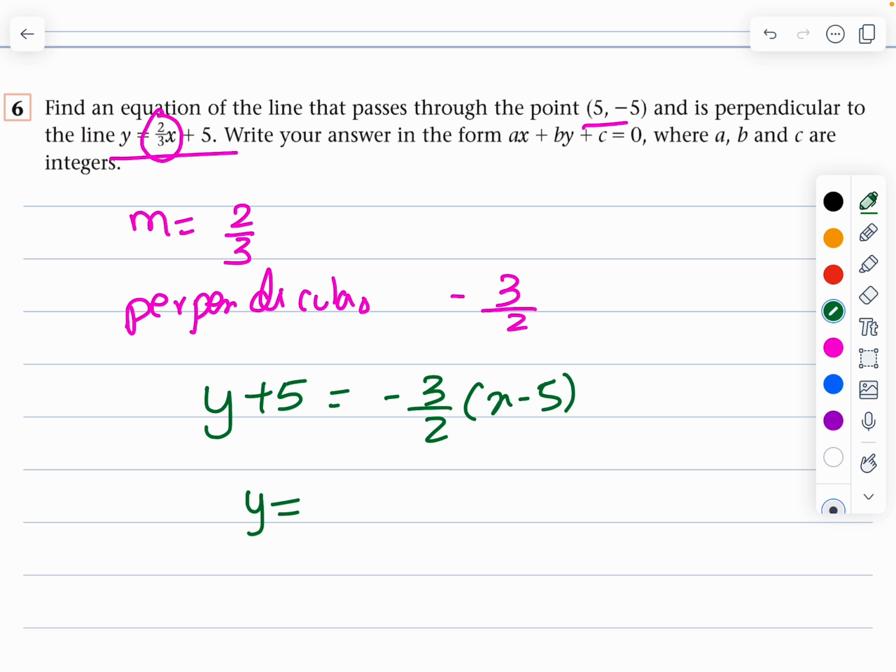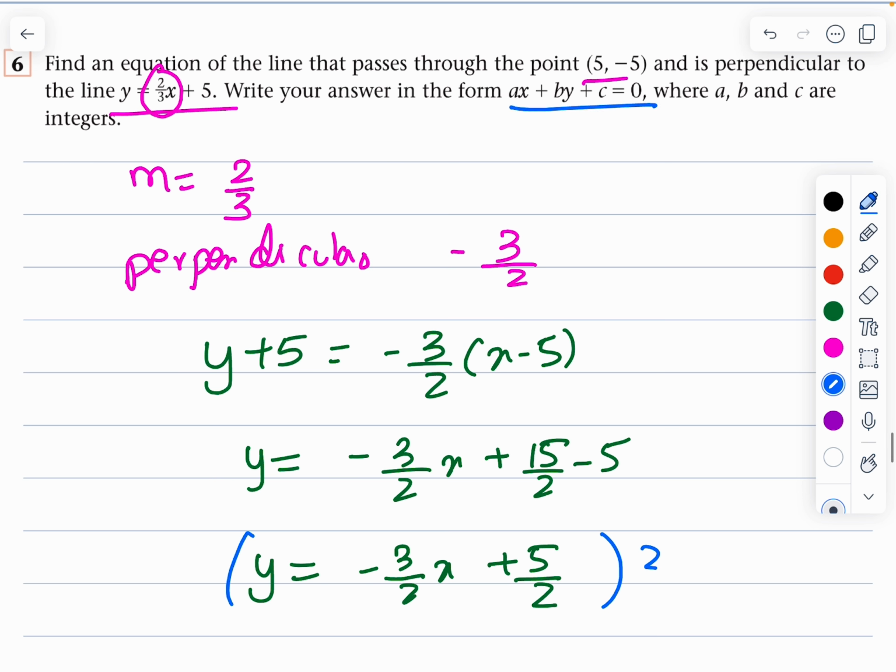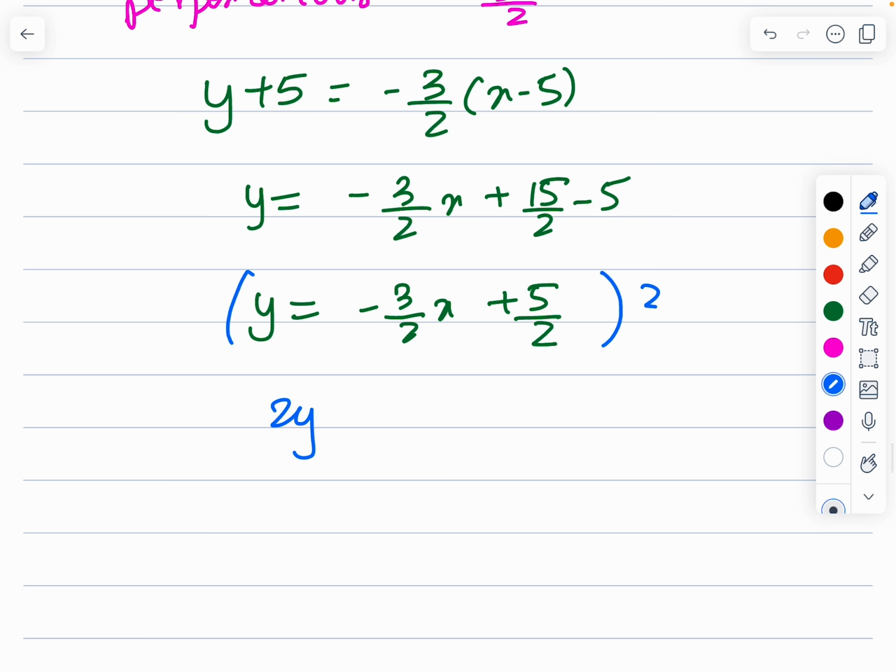So y equals minus 3 upon 2x plus 15 upon 2 minus 5. So y equals minus 3 upon 2x plus 5 upon 2. So multiply the entire equation by 2 because I want it in the standard form. So it will become 2y equals negative 3x plus 5. So 3x plus 2y minus 5 equals 0.